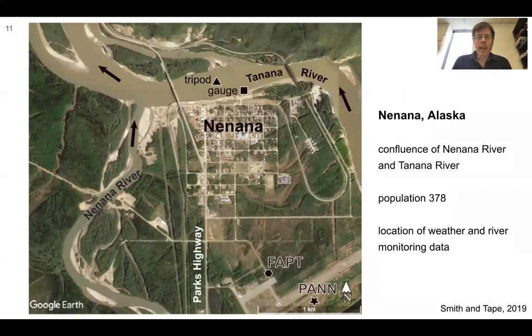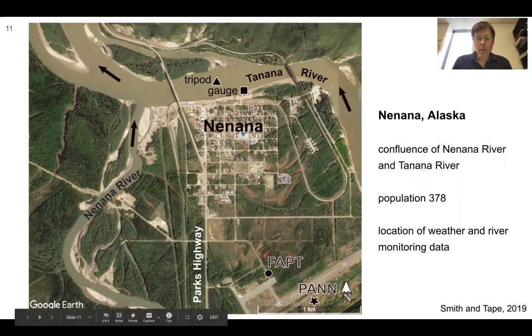Here's zooming in on the town of Nenana. It's at the confluence of the Nenana River and the Tanana River, population of 378. It's also the location of weather and river monitoring instruments that we used in our study. So we'll see what the tripod is, a river gauge. Here's the landing strip with a site at the airport to record weather.